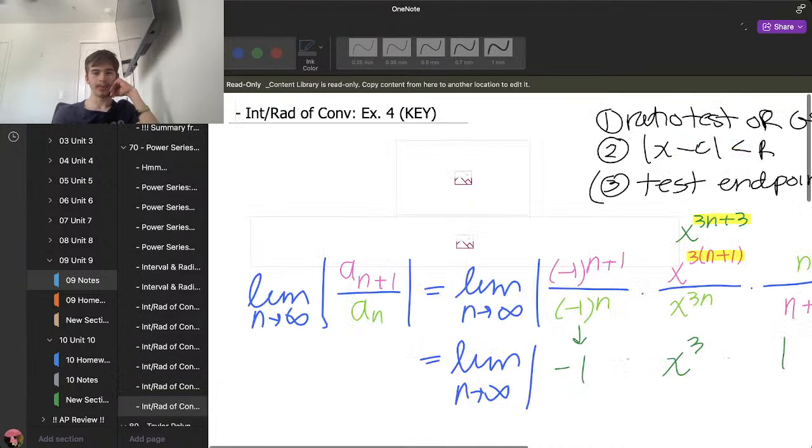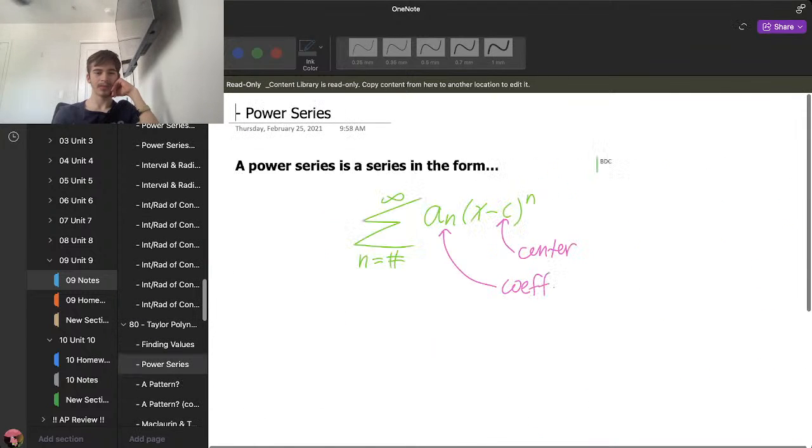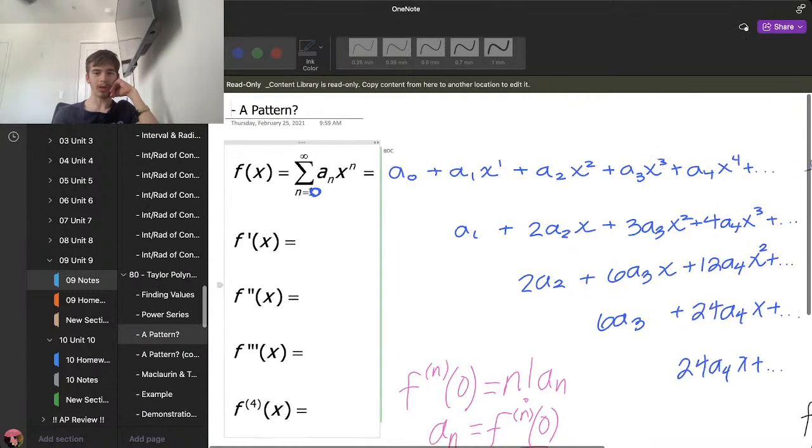Yeah, okay. Taylor polynomials. Pattern. Doesn't matter. Actually, I'll leave the pattern. Maybe some of you would need it.